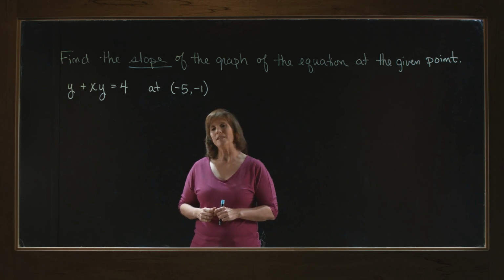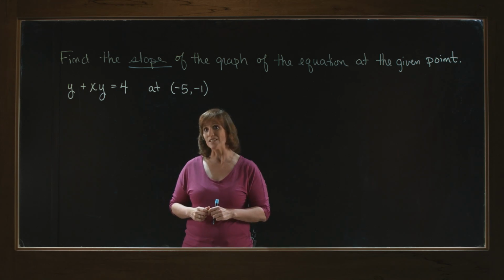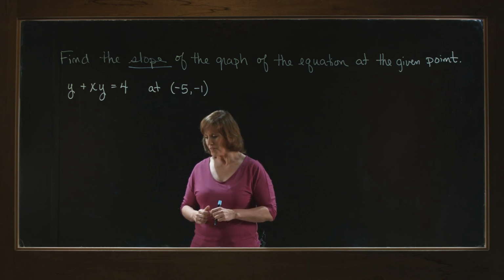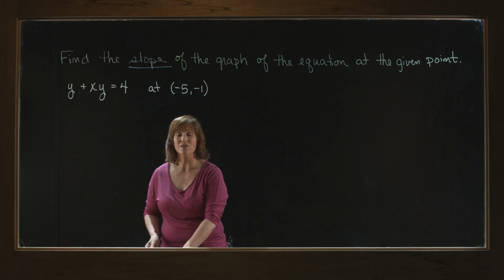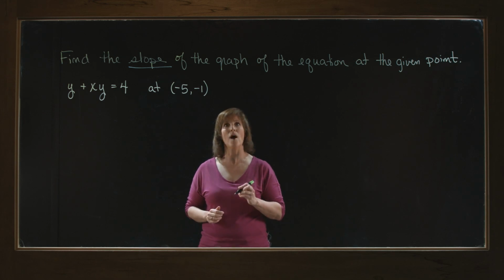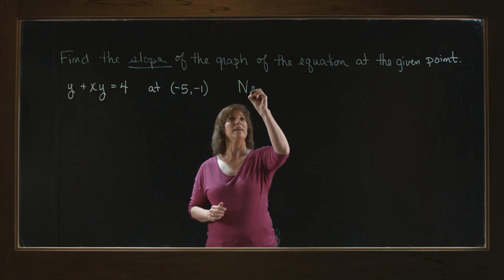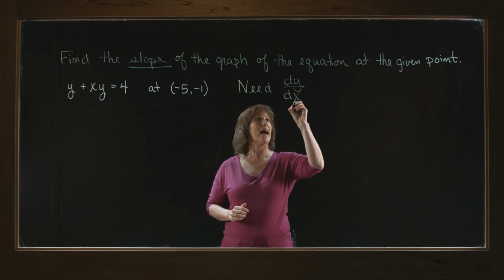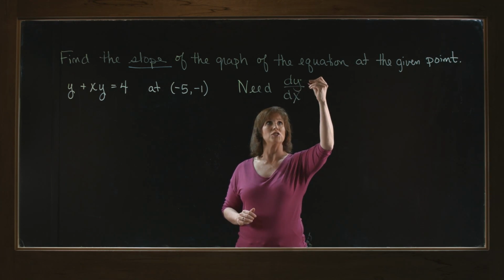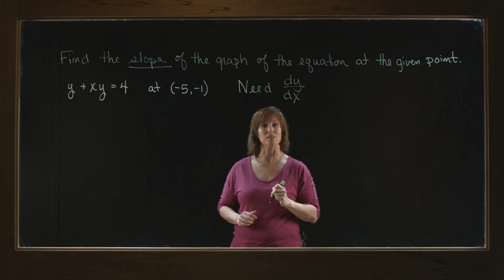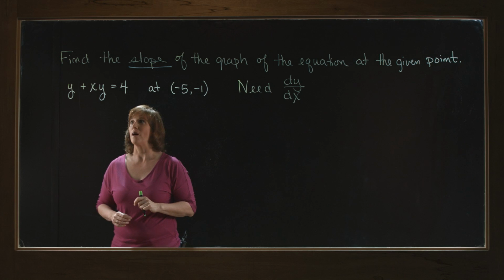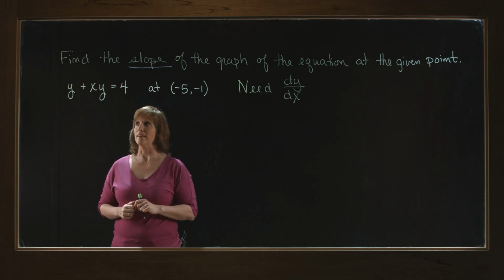The slope is going to be the change in y over the change in x when I'm looking at the tangent line to the curve. Because of that, I know that the particular derivative that I need is dy/dx, because that's going to give me the change in y over the change in x, which is our slope. Well, now that I've determined which derivative I want, I need to go ahead and find it.